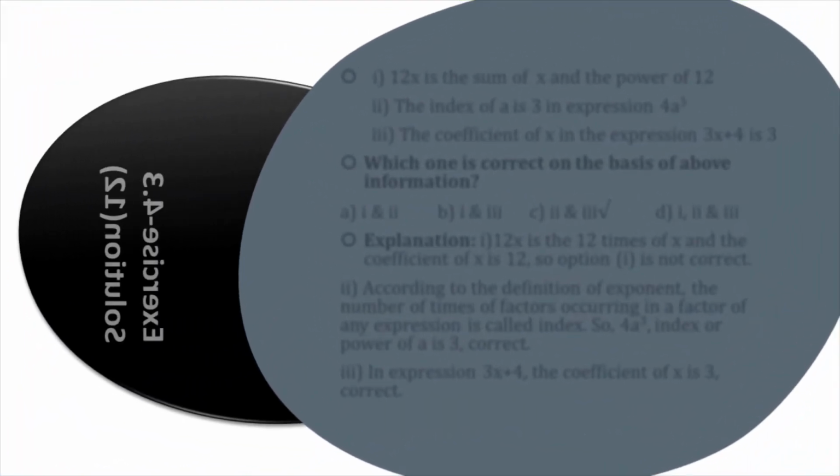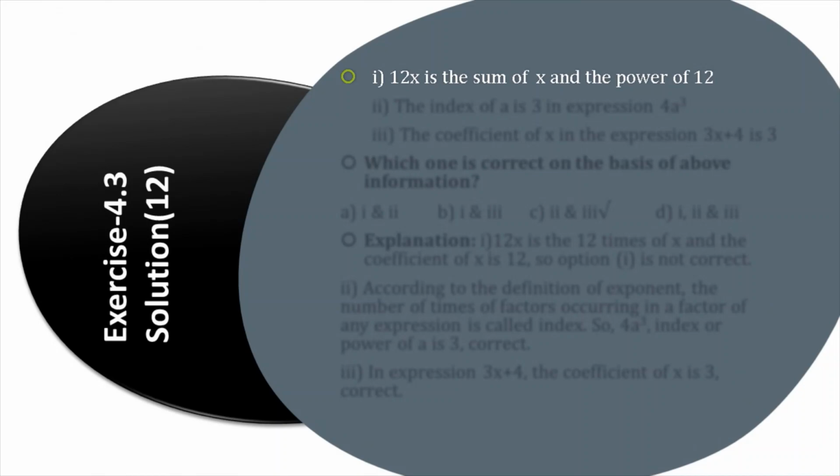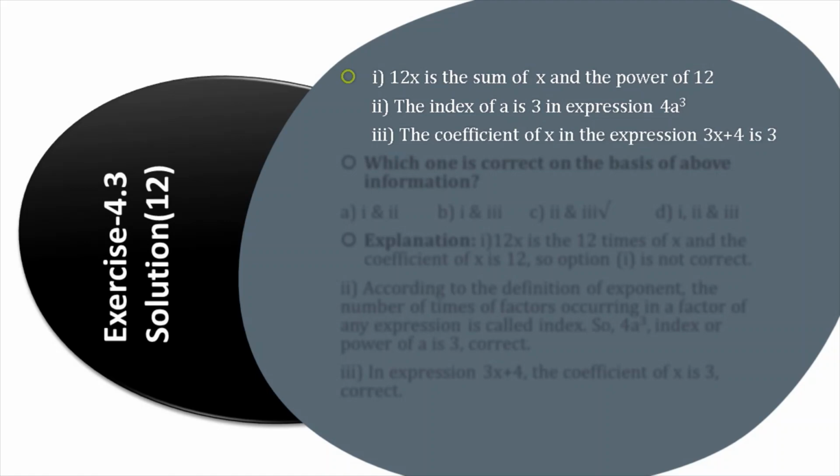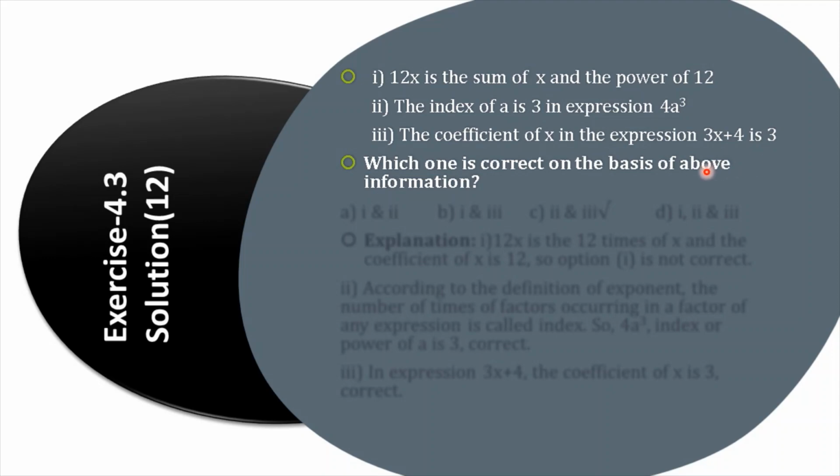Solution number 12. Number 1, 12x is the sum of x and the power of 12. Number 2, the index of a is 3 in the expression 4a to the power 3 or 4a cube. Number 3, the coefficient of x in the expression 3x plus 4 is 3. Let us see which one is correct on the basis of above information, my dear. The answer is C, 2 and 3 is the tick mark, as you can see.